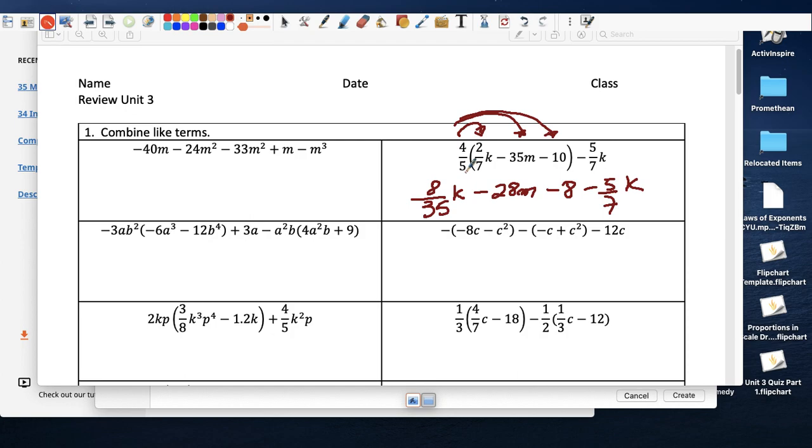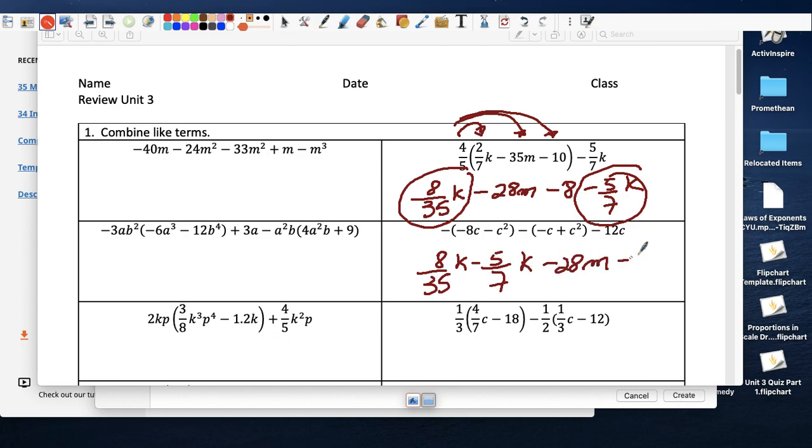Do we have like terms? Yeah, this guy over here and this guy over here are like terms. So let's put them side by side. 8 over 35k minus 5 over 7k minus 28m and then minus 8. So these two guys here do absolutely nothing. The only thing that you have to worry about is these two terms, and those will be combined. But we can't combine them because they don't have common denominators.